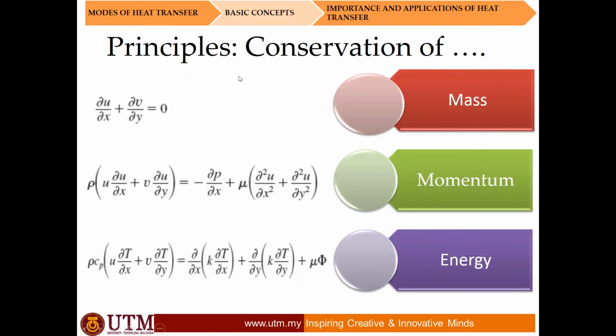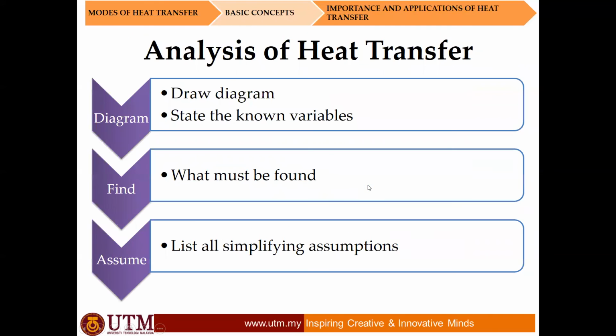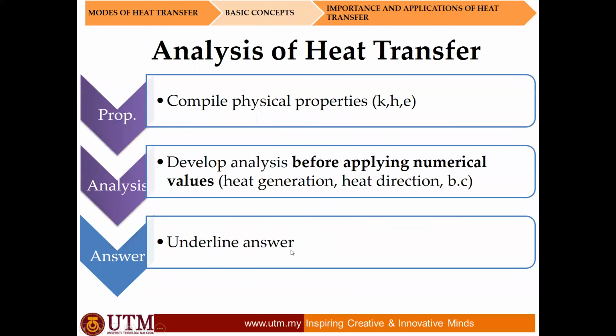So in general, in principle, we deal with mass, momentum, and energy. In heat transfer, we are dealing only with conservation of energy, not with mass and momentum. So how do we analyze heat transfer? In general, we need to draw the diagram of the heat transfer from point A to point B, state the known variables, then decide what must be found or calculated, and then list all the assumptions.